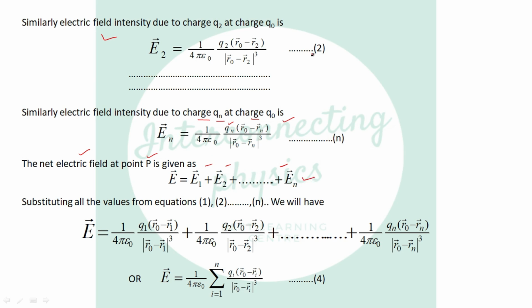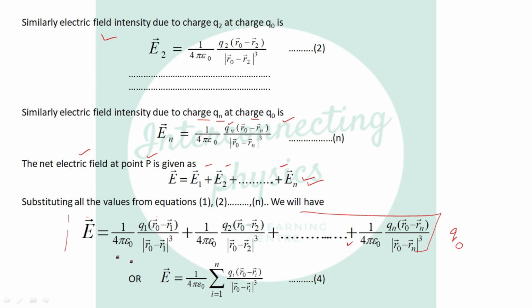Now substitute the values from equations 1, 2 and n in this equation. We get 1 over 4 pi epsilon naught q1 r0 minus r1 over r0 minus r1 whole cube, plus 1 over 4 pi epsilon naught q2 r0 minus r2 vector divided by r0 minus r2 whole cube, plus up to so on, plus 1 over 4 pi epsilon naught qn r0 minus rn vector divided by r0 minus rn whole cube. So this is the final relationship which shows the net electric field on the test charge due to all other charges around it.